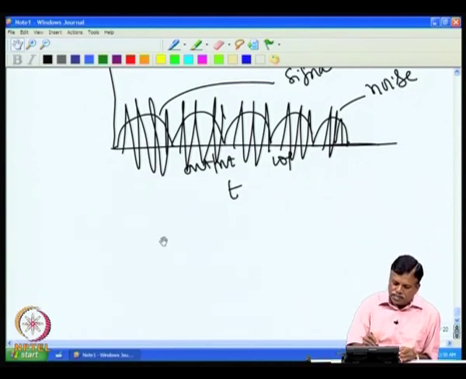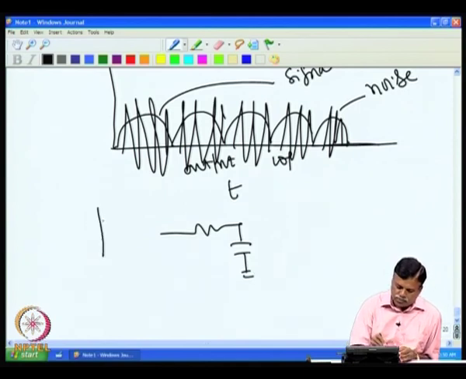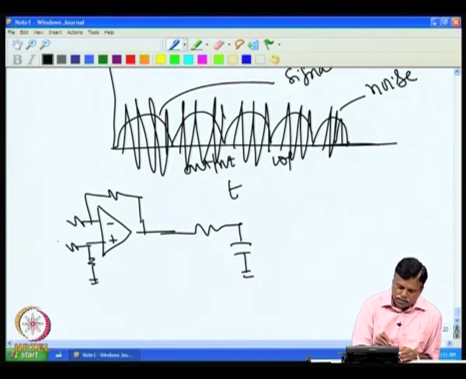So if I now filter this, that is, whatever noise voltage we have got at the output, if I pass it through the RC filter, so this is the output of the amplifier that we have got here. So we have these switches and then this is a difference amplifier. So we had these switches here, and this is the input signal.